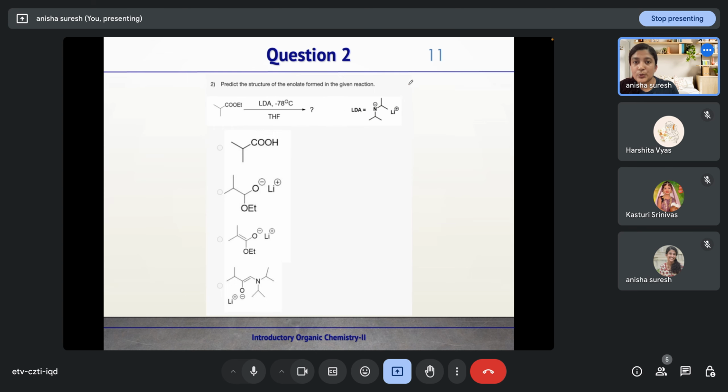Now coming to question number 2. Predict the structure of the enolate formed in the given reaction. We have a carbonyl compound, and it is treated with LDA, that is lithium diisopropylamide. So what is the structure of the enolate that will be formed? Here we know that an alpha proton will be present. So the LDA will be abstracting this proton, leading to formation of the enolate.